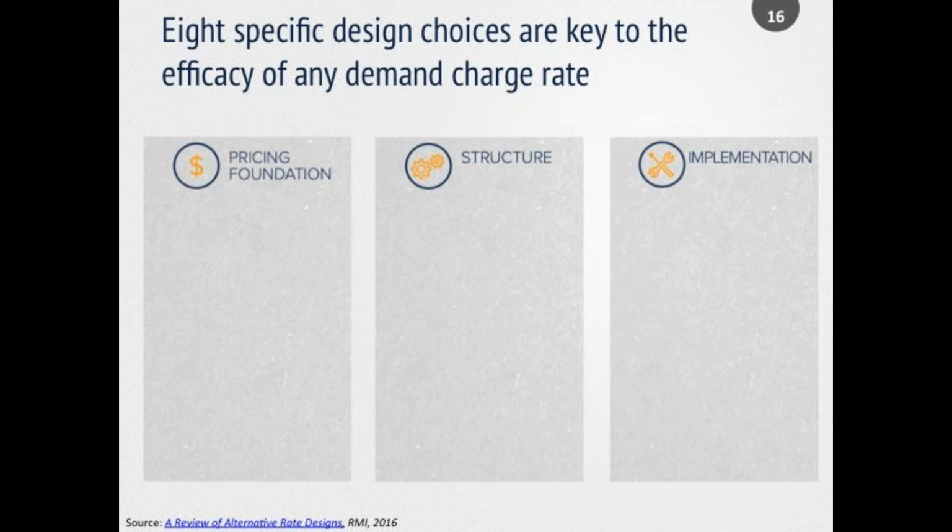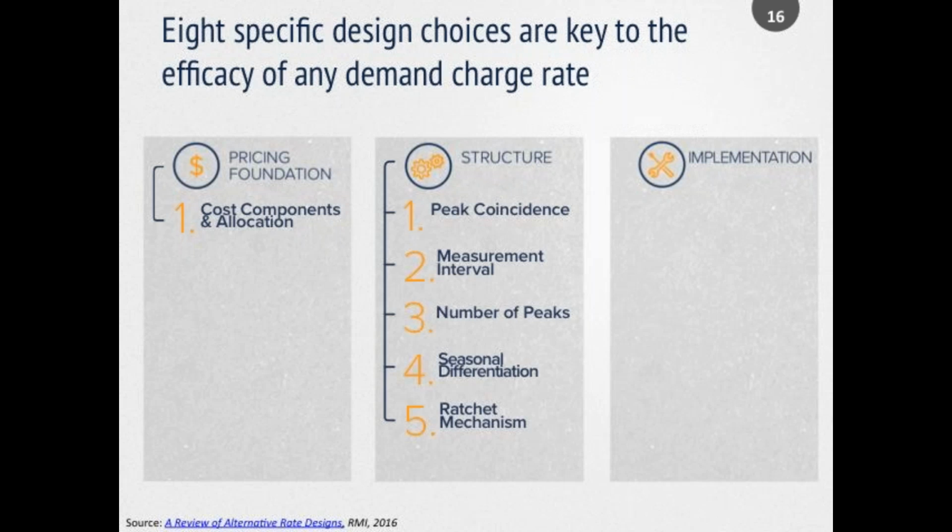So one of the things that we developed in the report is a framework for how you can break apart a demand charge rate and really start to understand the design choices that make it up. We've grouped those design choices into three categories: pricing foundation, structure, and implementation. So within pricing foundation, you have a design choice around the cost components and allocation that go into the charge. Within structure, you have choices around the peak coincidence of the charge, whether it is or isn't coincident with peak.